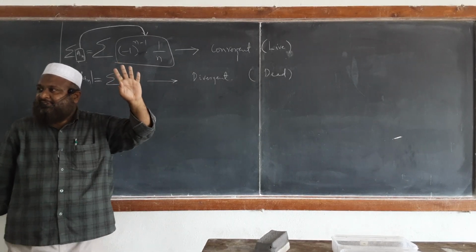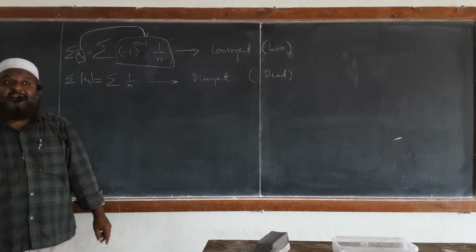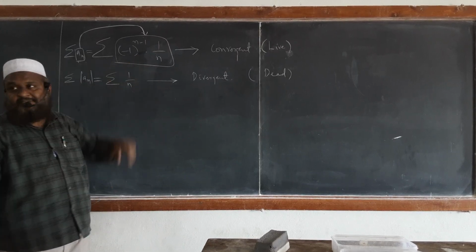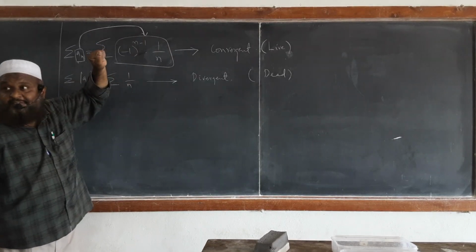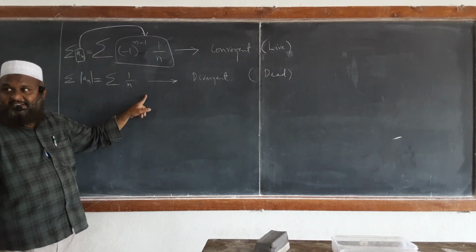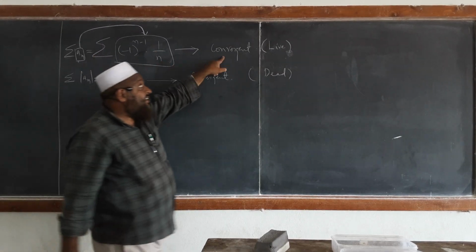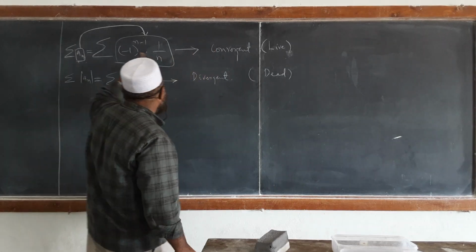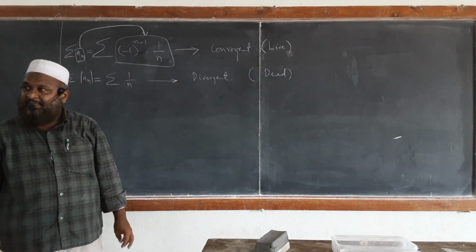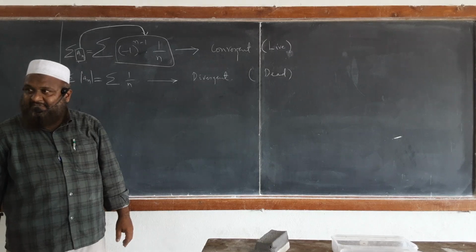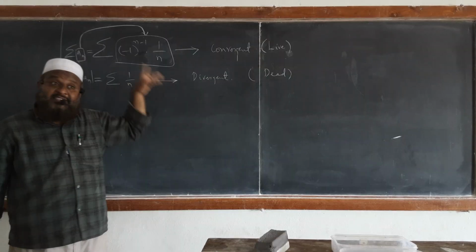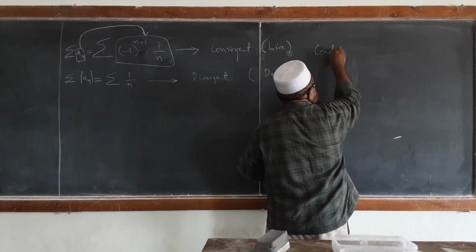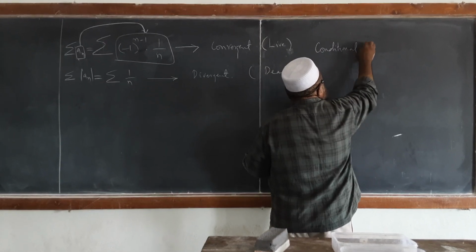the patient will be gone. So this is convergent under the condition that this is present. If this is removed, it becomes divergent. So its convergence depends on the presence of this ventilator, that is minus 1 power n minus 1. So this type of convergence we call conditional convergence. Conditional.